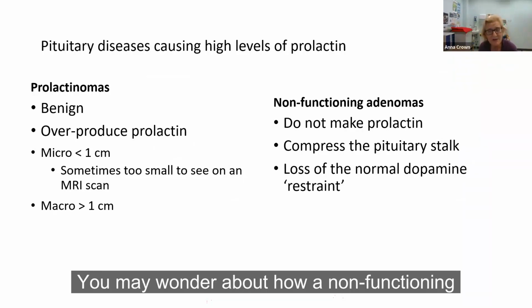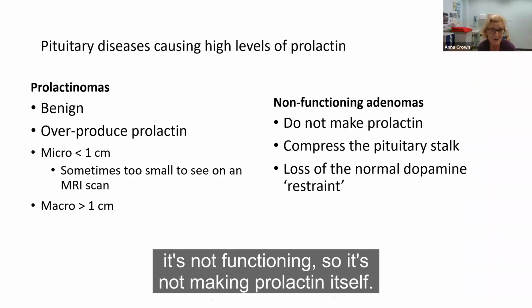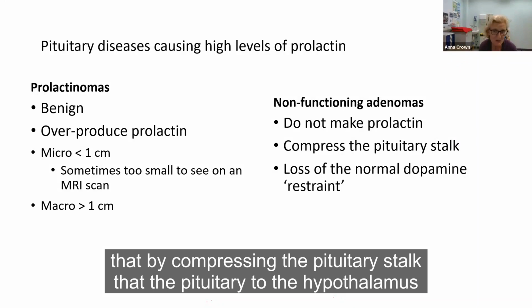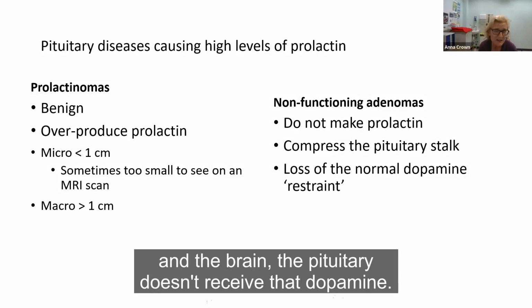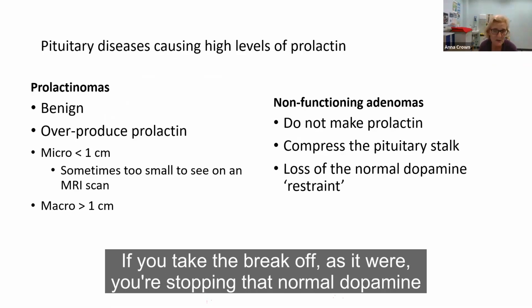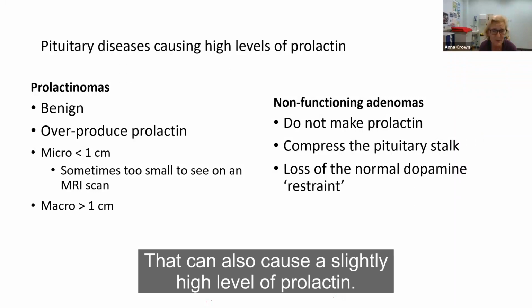You may wonder how a non-functioning adenoma could cause a high prolactin, because by definition it's not functioning, so it's not making prolactin itself. But what can happen here is that by compressing the pituitary stalk that joins the pituitary to the hypothalamus and the brain, the pituitary doesn't receive that dopamine. And if you remember, dopamine normally inhibits or stops prolactin release. So if you take the brake off, as it were, you're stopping that normal dopamine restraint just by compression of the stalk. And that can also cause a slightly high level of prolactin.